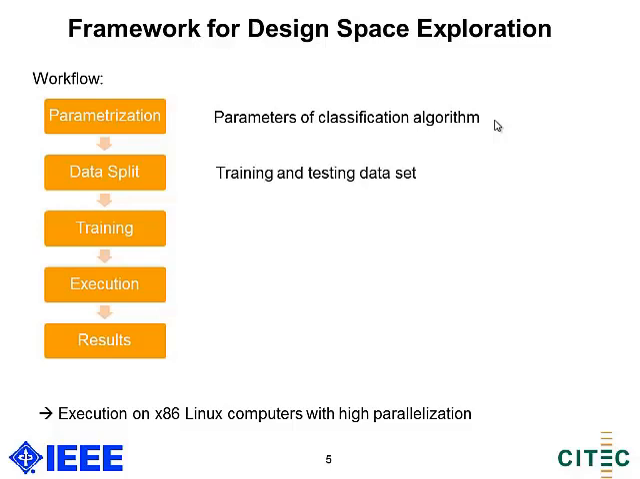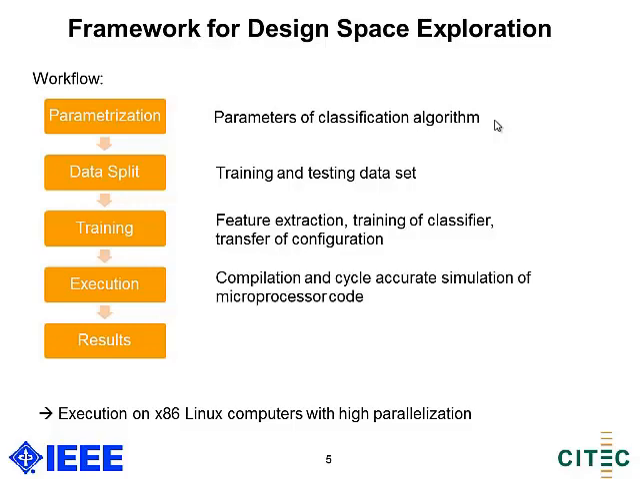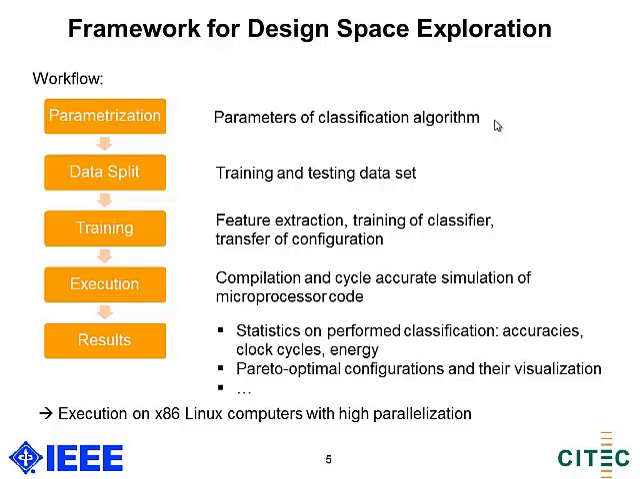And then ongoing, the training of the classifier is done. We have implemented now two basic classifiers, an artificial neural network and a decision tree. And after the training process, we then transfer the configuration into the microprocessor code. For example, in case of the artificial neural network, that could be the weights of the neurons. Then this microprocessor code is compiled and is executed using an instruction set simulator of the target microprocessor platform in order to determine the amount of clock cycles it requires and the accuracy of that configuration. The results of the framework are then statistics on the classification, as I said, accuracies, clock cycles, energy estimations, the Pareto-Optimal configurations.